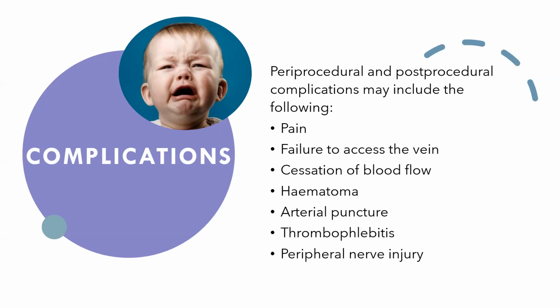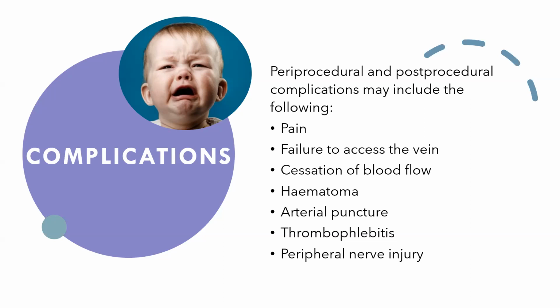And then for cessation of the blood flow, it could be due to vein collapse again. And then venospasm could be penetration of the posterior wall of the vein. And then it is important for us to observe for the development of hematoma, because when there is hematoma, it is necessary for us to remove the needle.